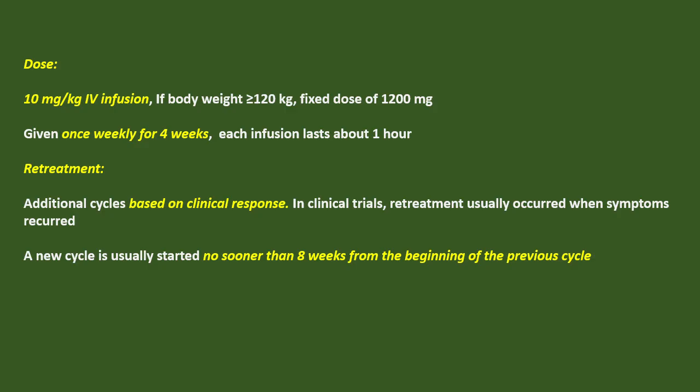Retreatment. Additional cycles are based on clinical response. In the clinical trials, retreatment usually occurred when symptoms recurred. A new cycle is usually started no sooner than 8 weeks from the beginning of the previous cycle.